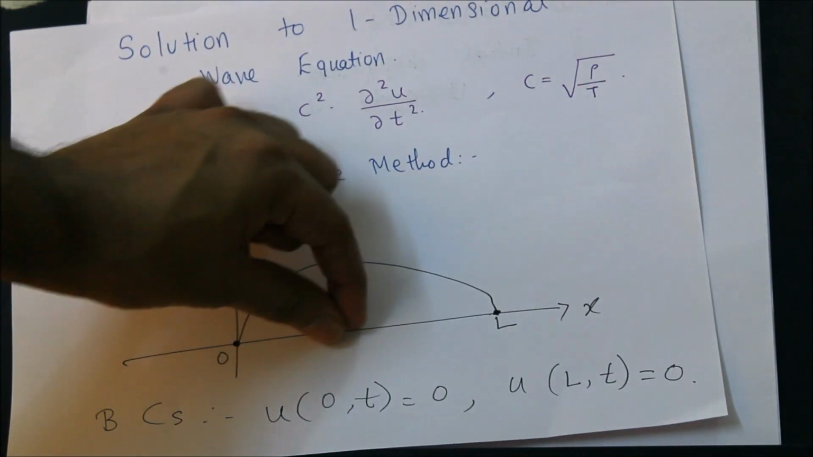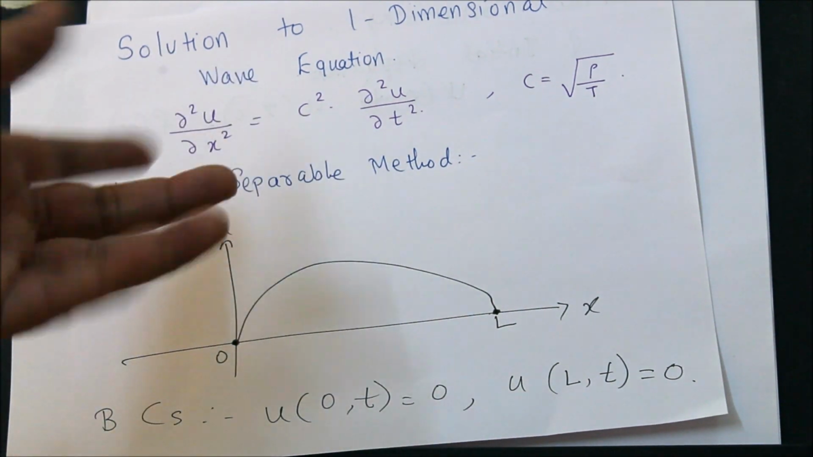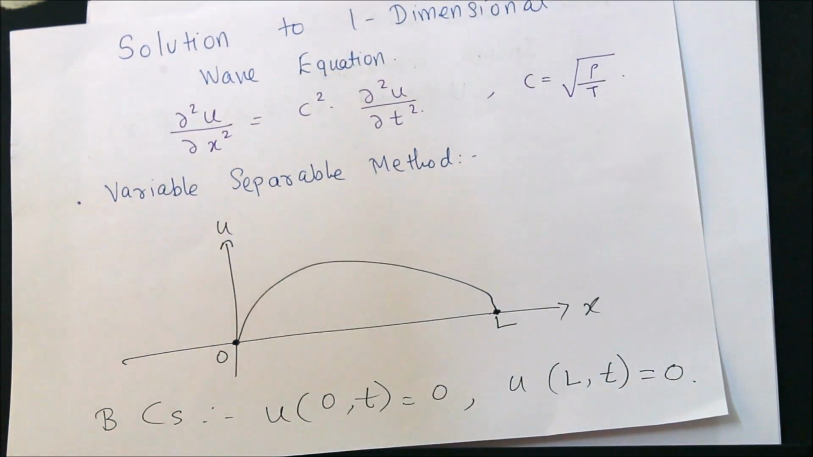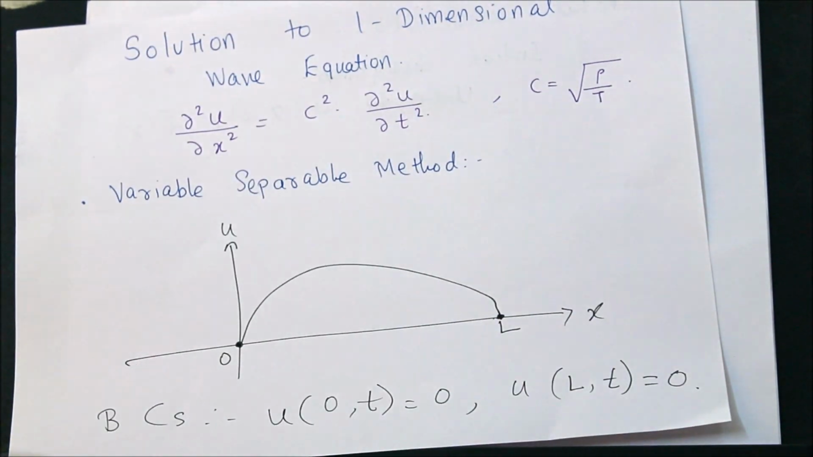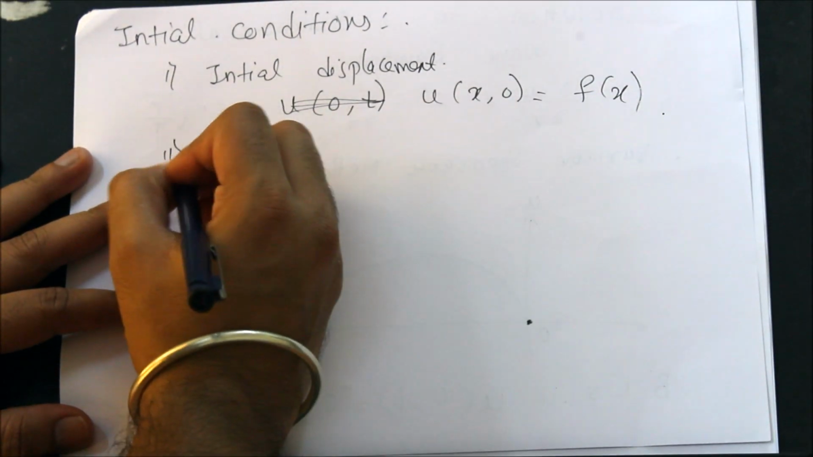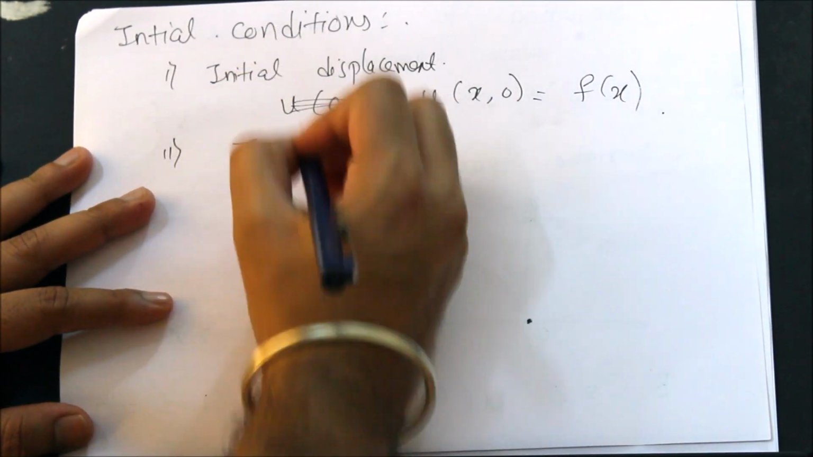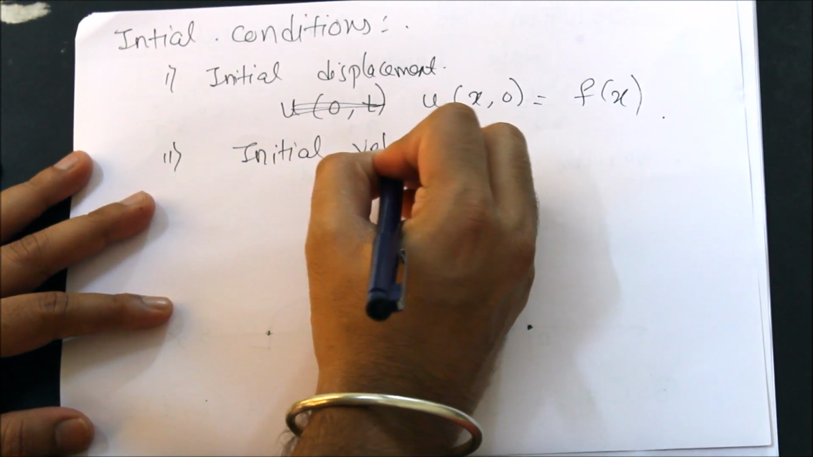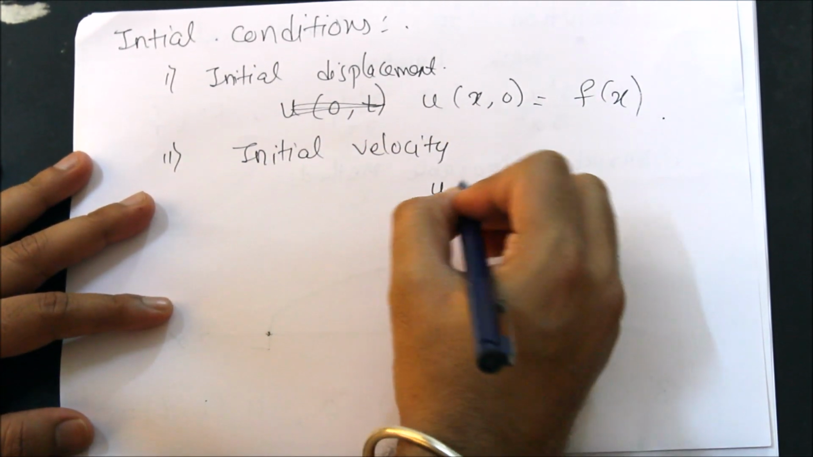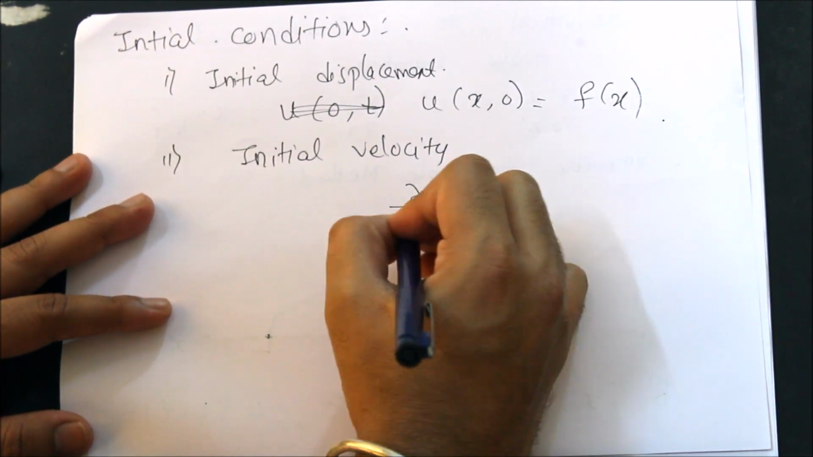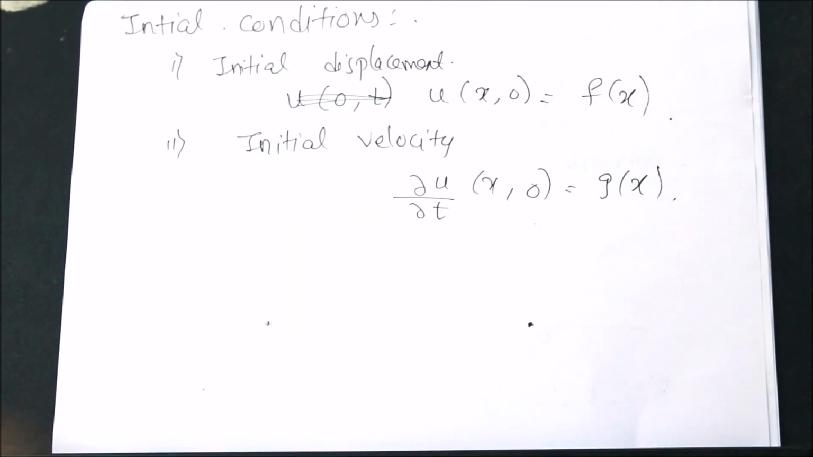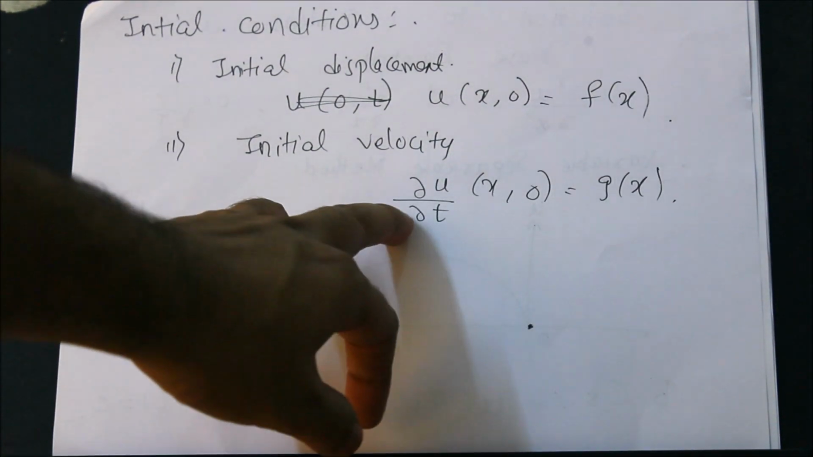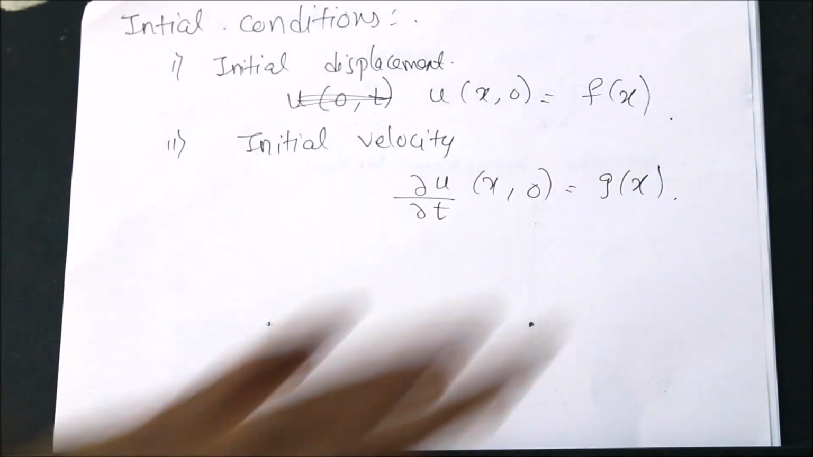Suppose while leaving I apply some force to it. So there are two ways, right? I just simply pull it up and leave it, which means there is no initial velocity. Or another way is I pull it up and then apply some velocity as well, so that the movement will be fast. So suppose my initial velocity is also given to me. The initial velocity, which is my del u by del t at x comma 0, is some g of x. This is my initial velocity, the rate of change with respect to time.